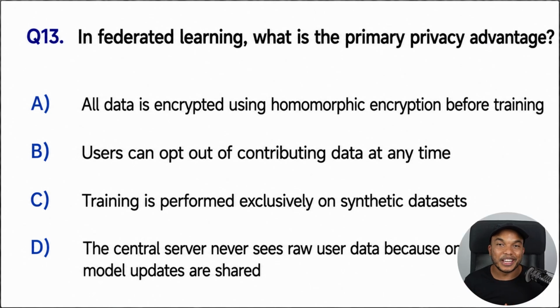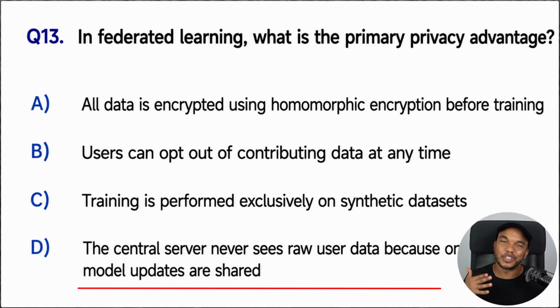And the answer here is going to be D. The central server never sees raw user data because only model updates are shared. So normally when you're training an AI model, all your data will get sent to the central server. But let's assume, for example, that your mobile device is being used to train the AI model. The AI essentially will come to your device, train locally on your mobile device, and then only send back what it has actually learned.